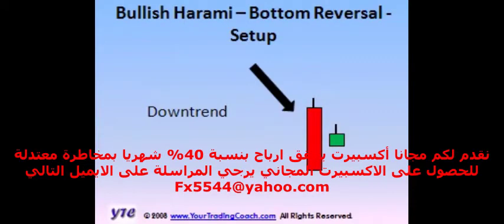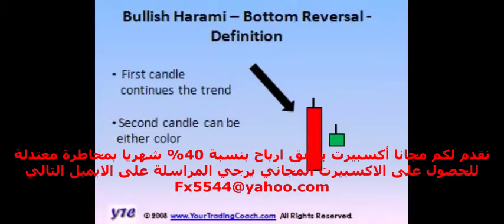A bullish Harami is just the opposite, but let's go through the full definition just to be sure we've got it. The pattern must be preceded by a confirmed trend in the downwards direction. The first of the candles continues the trend. So with the downward trend, the candle is red as the bears continue to drive prices lower.